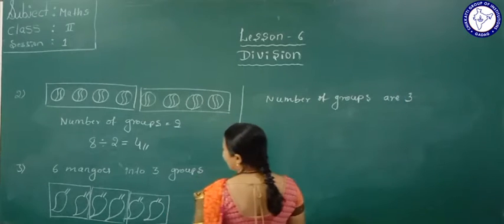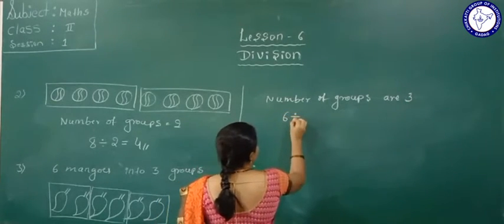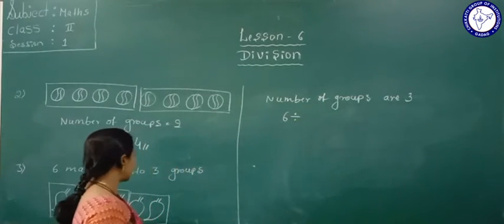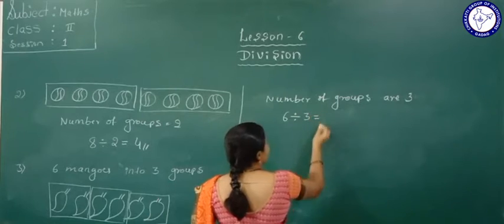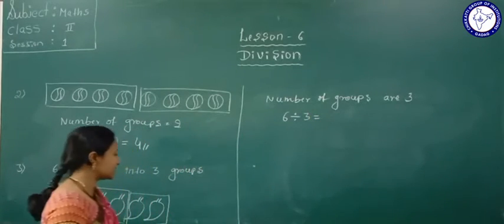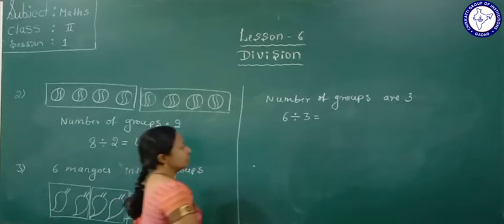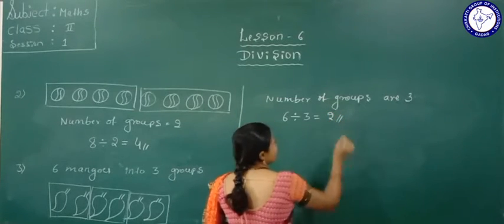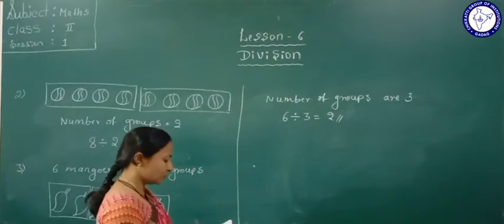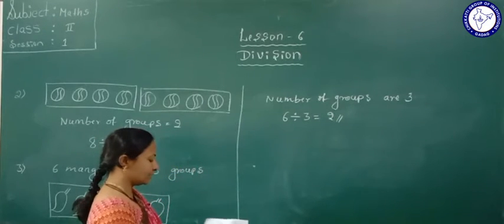So totally how many mangoes are there here? Totally 6 mangoes we grouped, we divided equally into 3. So what answer do we get? It means in each group how many mangoes are there? 1, 2. 2 mangoes are there. So the answer is 2. Understood this one? Okay.